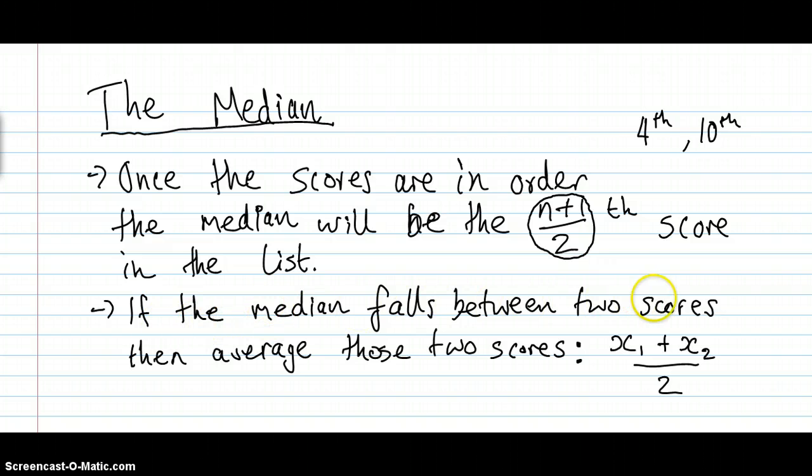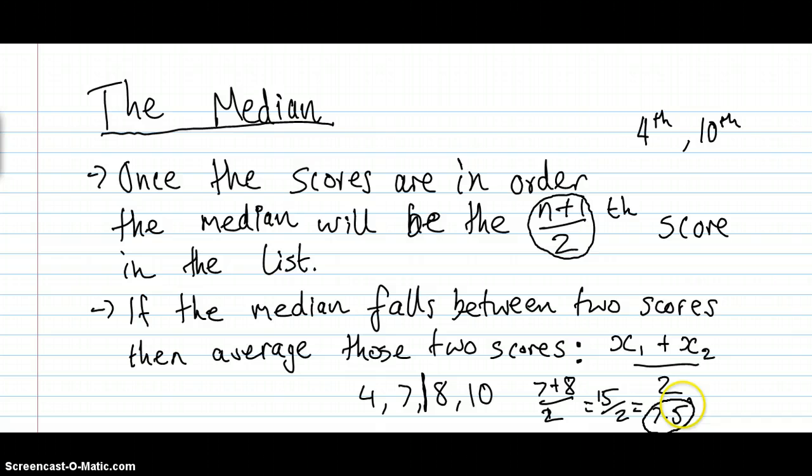If the median happens to fall between 2 scores, then we would average those 2 scores. Let's make a quick little list: 4, 7, 8, and 10. If this was our data, the median would fall in between the 7 and the 8, and so we'd have to average the 7 and the 8. We'd have to do 7 plus 8 divided by 2 equals 15 divided by 2, which equals 7.5. That would be the median, 7.5.